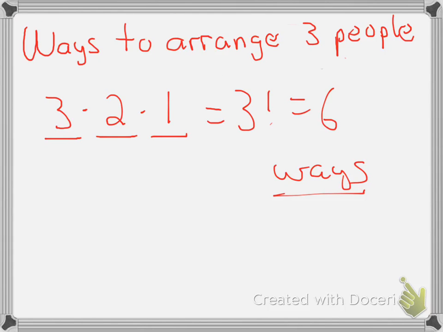There are 3 factorial ways to arrange those 3 people. 3 times 2 times 1 is 6 ways. So if we've used permutations to answer the question, in how many ways can we pick 3 where order doesn't matter, we've counted 6 times too many, and we've got to divide that out.